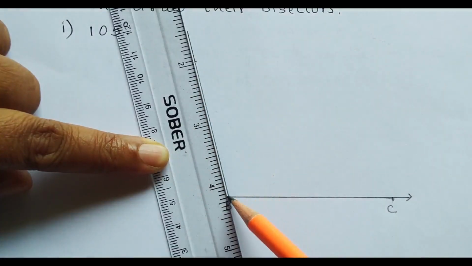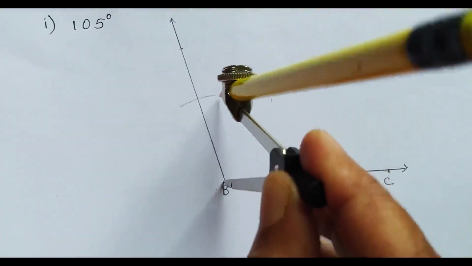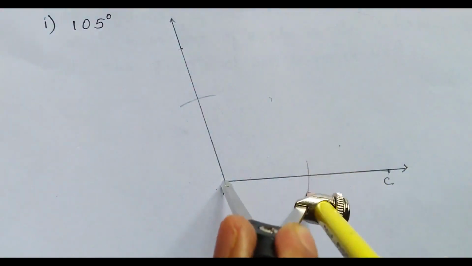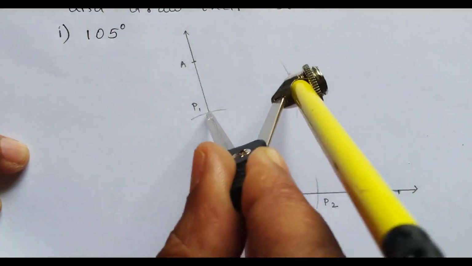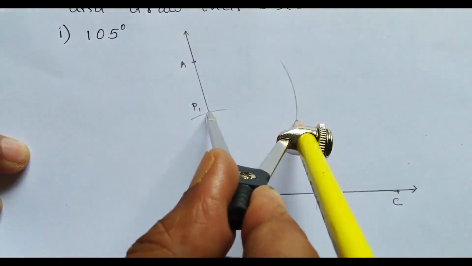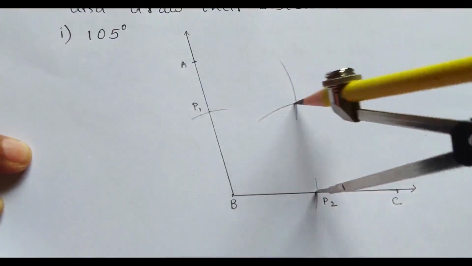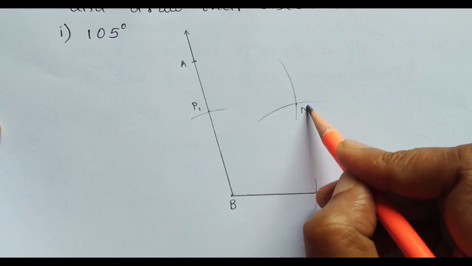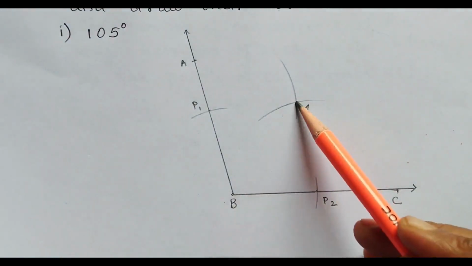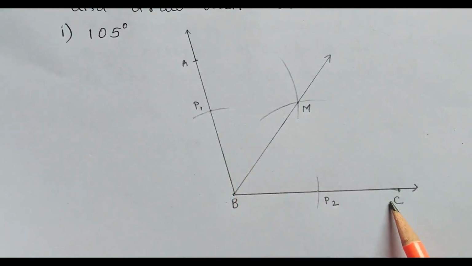Join the point and the vertex. Take a convenient length on the compass and mark arcs on both the arms of the angle. Mark the points as P1 and P2. With P1 as center, draw an arc in the interior of the angle. With the same distance and P2 as center, draw an arc to cut the previous arc. Mark the point of intersection as M. Join the vertex and the point M. Ray BM is the bisector of angle ABC, which is 105 degree.